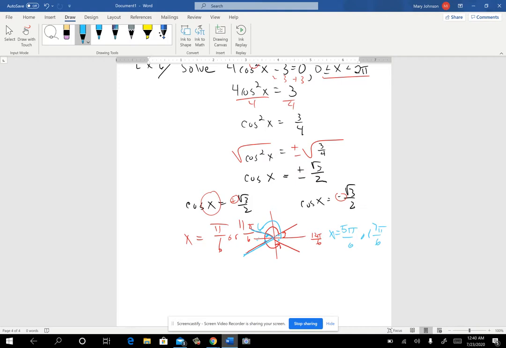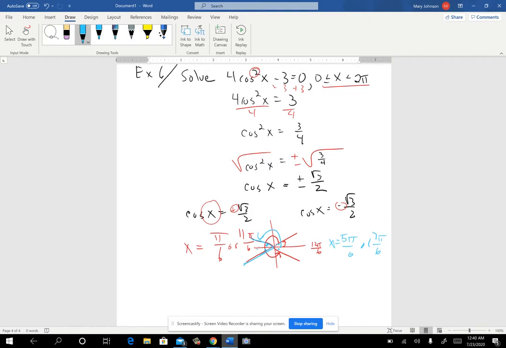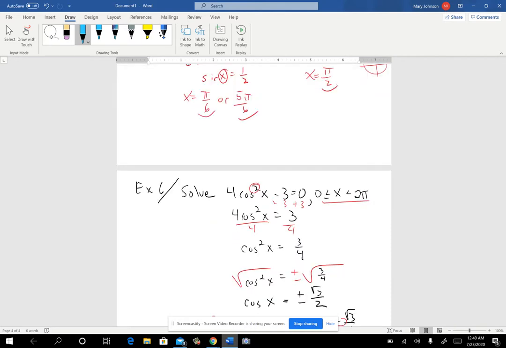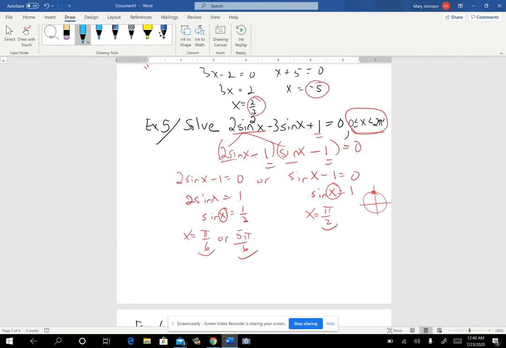All right, so those are problems that were quadratic in form. So it's almost like on this one, I wound up using the square root method, and on the previous one, I wound up factoring on that one.